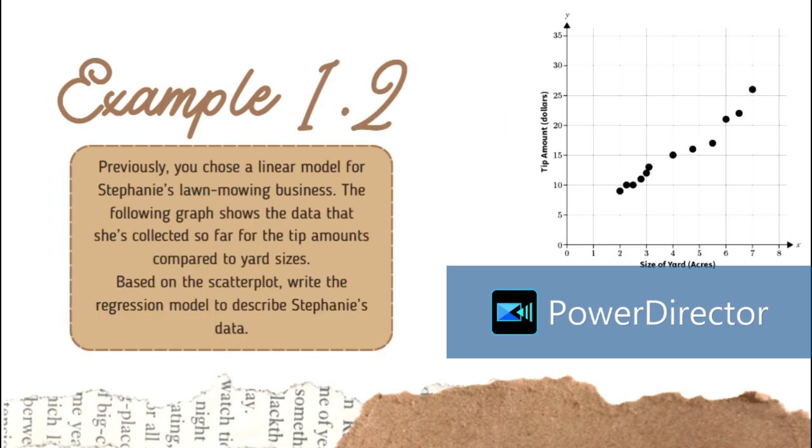This is another example that they didn't number, so I numbered it 1.2. Previously, you chose a linear model for Stephanie's lawn mowing business. The following graph shows the data that she's collected so far for the tip amounts compared to yard sizes. Based on the scatter plot, write the regression model to represent Stephanie's data. So again, first thing we have to do is figure out what kind of model this is. Looks linear to me.